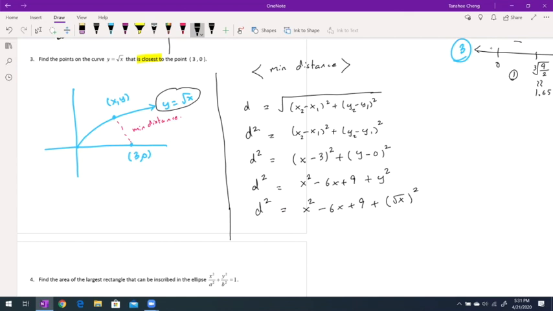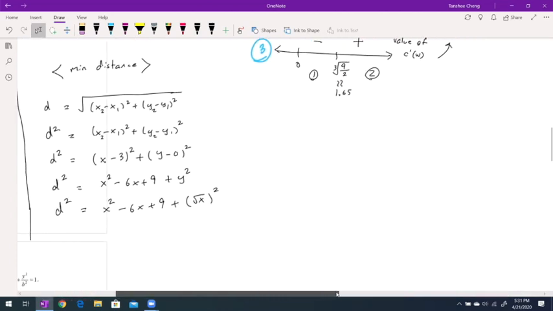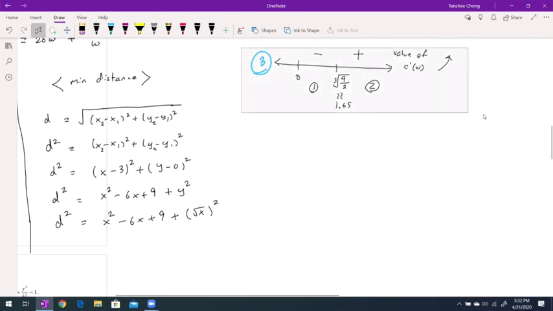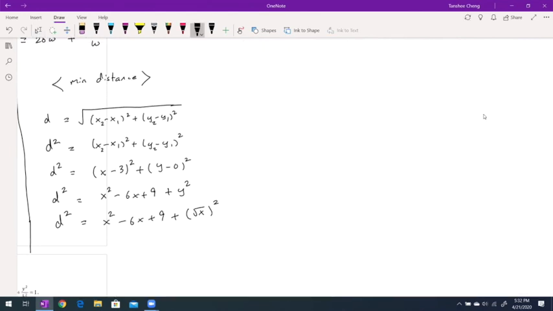So taking the derivatives from here. When I take the derivative with respect to x, implicit differentiation, let me simplify a little bit. Square root of x squared will be x, so it will be minus 5x plus 9, right?